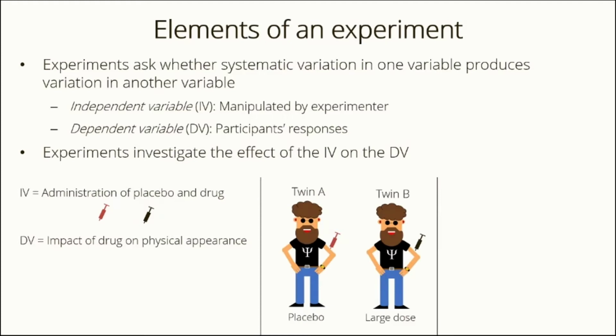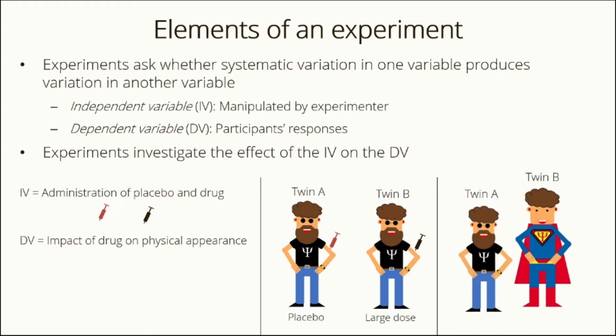Here we give twin A the placebo drug, so this drug shouldn't have an effect, and we give twin B the large dose of the drug again. We find that twin A had no effect and twin B did have an effect on their physical appearance. So we can probably conclude from these results that the drug is having an effect on physical appearance, even when we control for things like placebo effects.